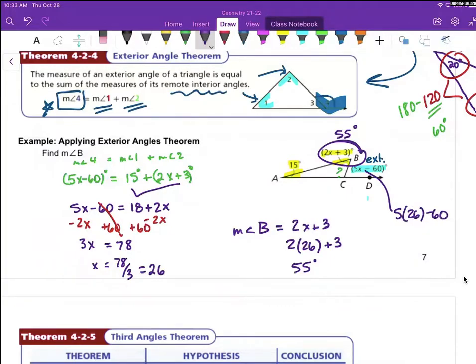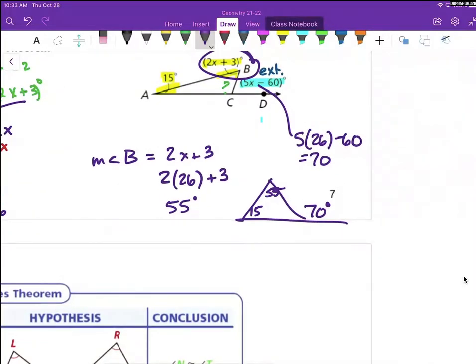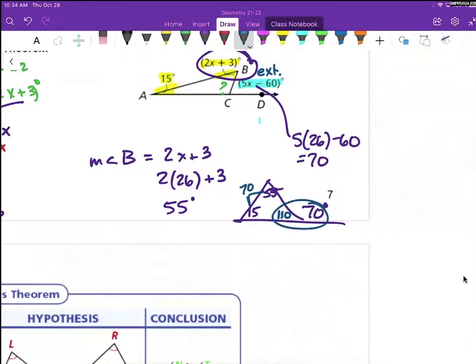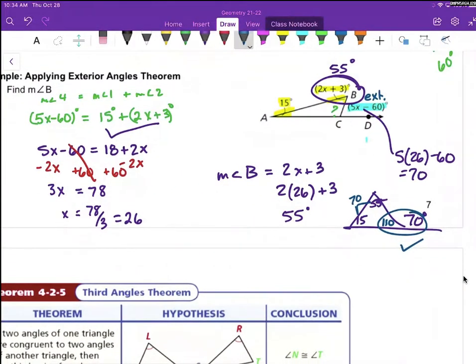numbers that make sense. So 5 times 26 minus 60 is 70 degrees. If I look at my picture, if I put a 70 out here, 55 and 15, let's see if these numbers make sense. 15 plus 55 would give me a sum of 70. Those match. And if I did 180 minus 70, it would tell me that this angle is 110, which obviously my picture is not to scale. But 110 and 70 do add to 180, so it makes sense. Our numbers check. And so our final answer, let's circle it, was the measure of angle B was 55 degrees.